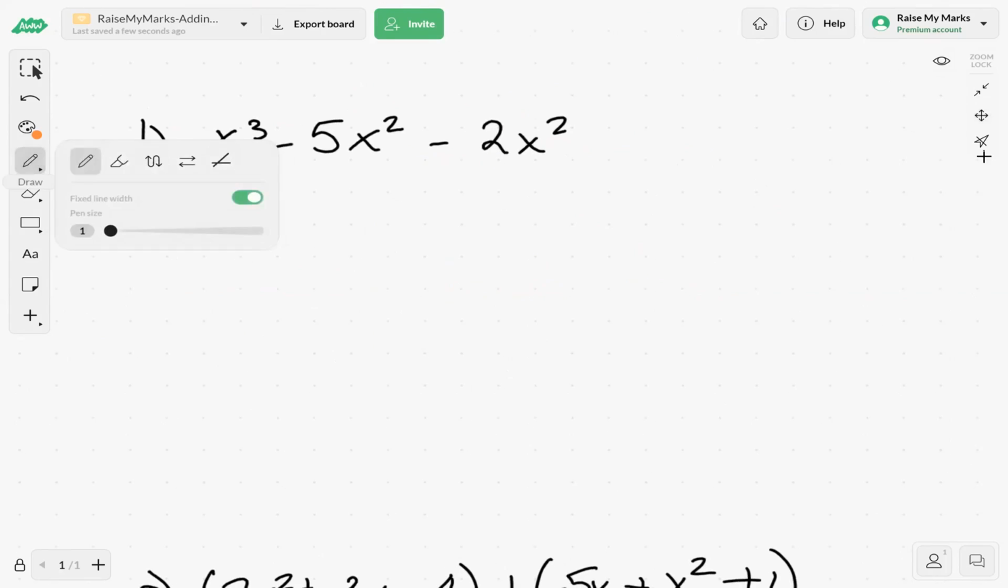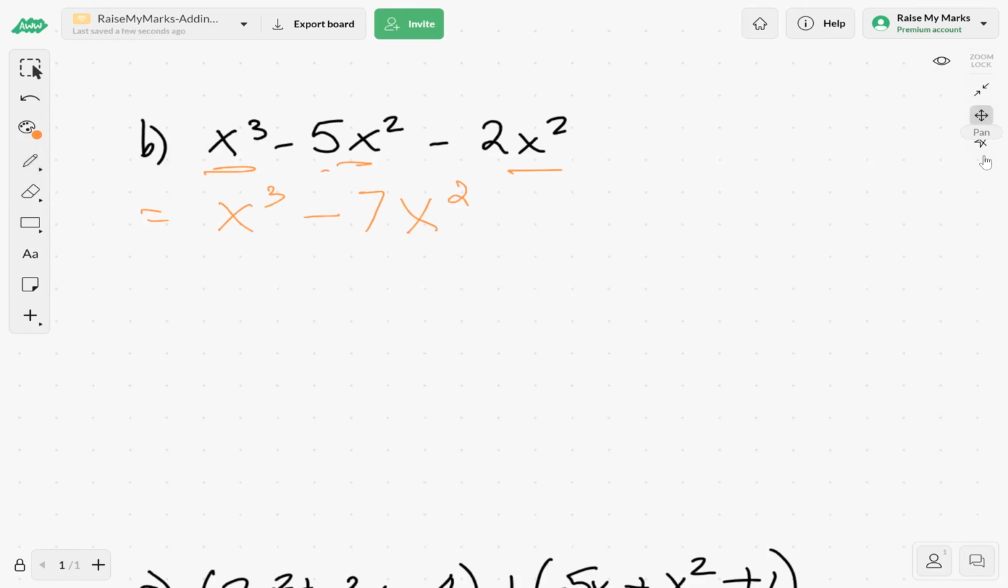So our variable is x, and we have x cubed. Are there any other terms with x cubed? No. We'll just leave that as is. So our next term is negative 5x squared. Are there any other terms with an x squared? Yes. So we have negative 5x squared minus 2x squared. That's a total of negative 7x squared. So our final answer is x cubed minus 7x squared.